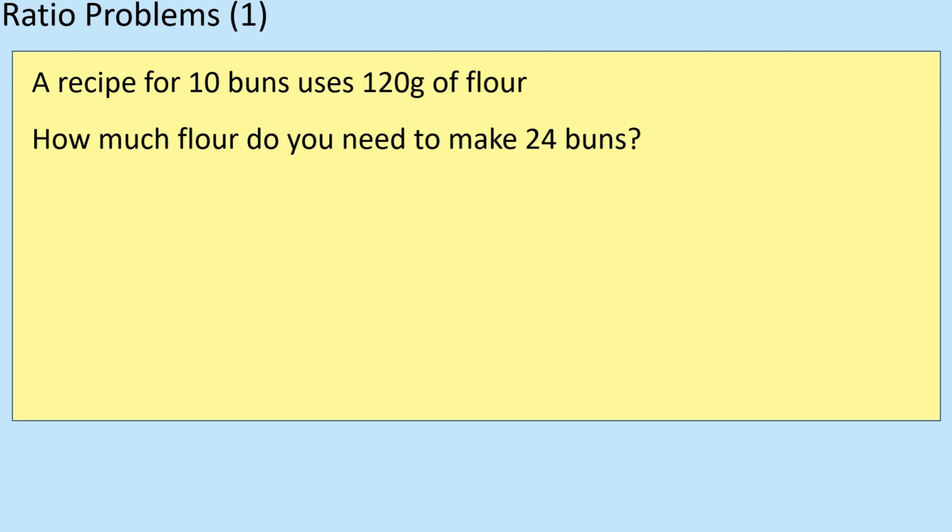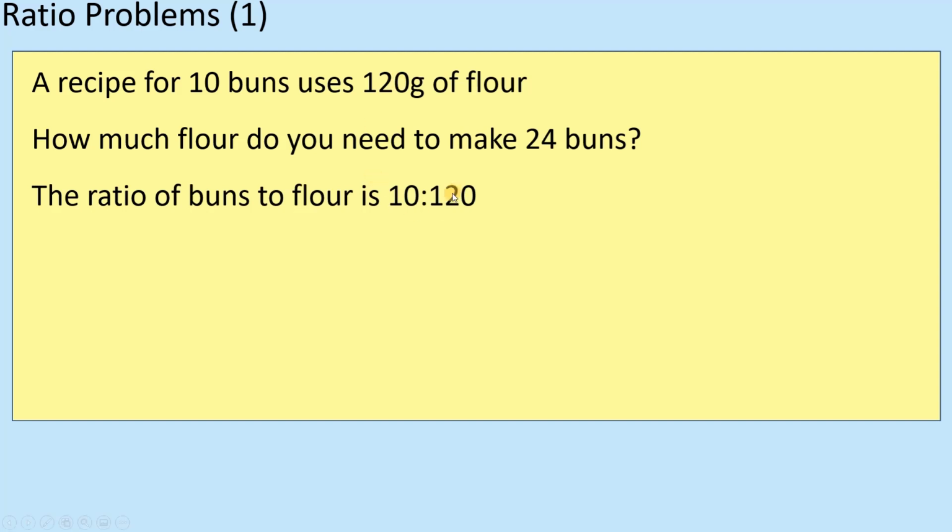In this kind of context, the idea of putting something as 1 to something else is that if I find the price of 1, then I can find the price of anything in terms of the volumes. So here we've got 10 buns is 120. If I figure out what 1 bun needs in terms of flour, then I can figure out how many I need for 24, because I divide by 10 and then times by 24. That's the purpose.